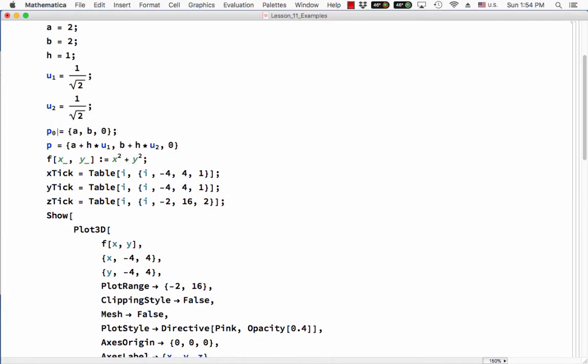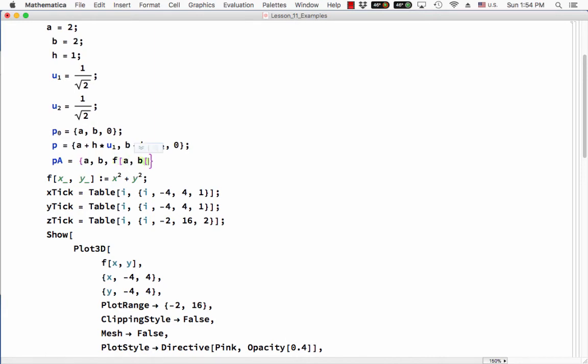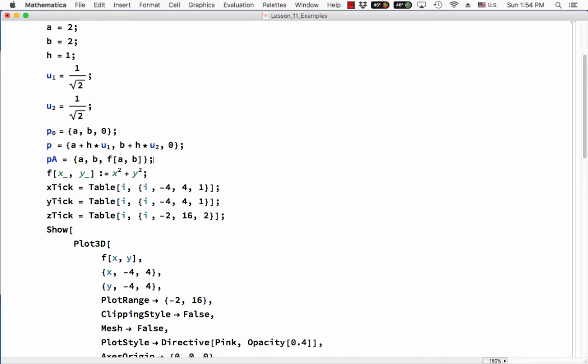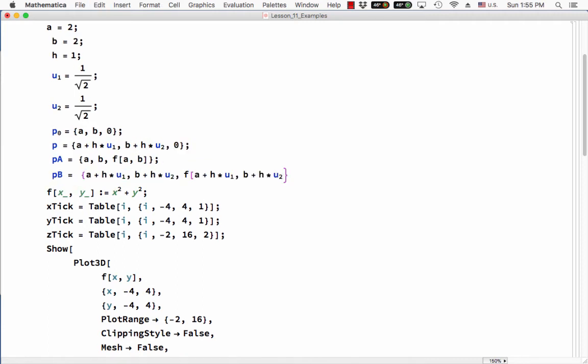Okay. And why don't we call these, those are now in the xy plane in R3. We'll go ahead and define point A to be the image of P naught on the surface. So this is going to be f of A comma B. And then we'll call point B to be the image of P on the surface, which is literally just the same input. And then we would evaluate the surface at this.